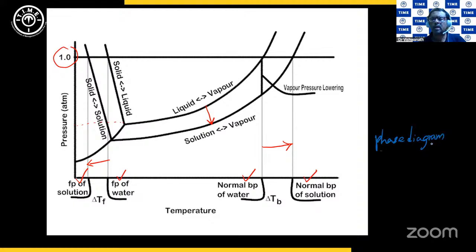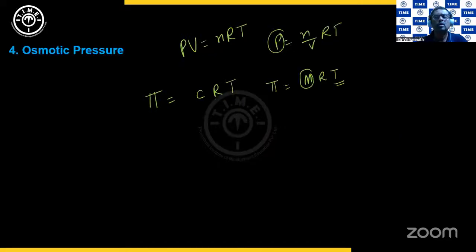So solid, liquid and gas we have. Freezing point of water to freezing point of solution, decrease. Boiling point of water to boiling point of solution, increase. And there is a lowering of vapor pressure. All the three are put into a single plot, right? Hope this is clear. We'll move on to the fourth one, osmotic pressure.